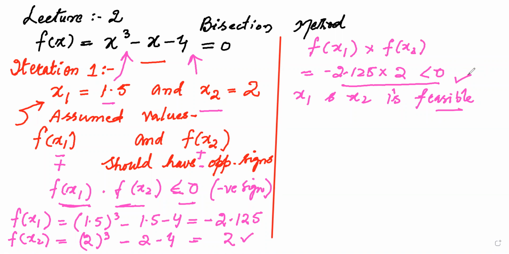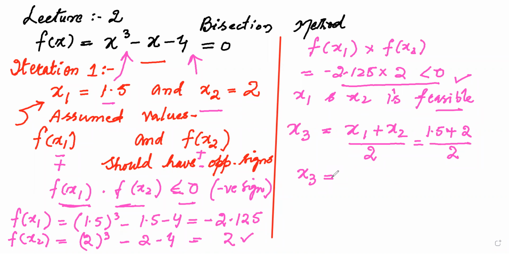Now, we will go to the next root, x3. Once you have obtained x1 and x2, then we have to find the value of x3. And in the bisection method, x3 is equal to x1 plus x2 divided by 2. That is 1.5 plus 2 divided by 2. Therefore, our x3 comes out equal to 1.75. So this is our third value. We started with x1 and x2, satisfying f of x1 into f of x2 less than 0, and from them we obtain the value of x3.